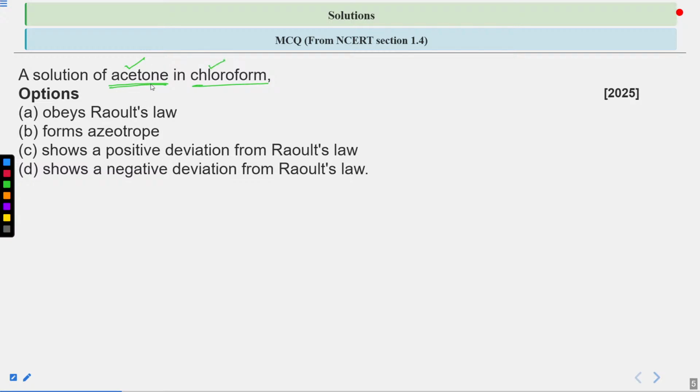Acetone is a ketone and chloroform is CHCl3. The four options given are: obeys Raoult's law, forms azeotrope, shows a positive deviation from Raoult's law, or shows a negative deviation from Raoult's law. You have to tell which of these options the solution of acetone in chloroform satisfies. So you have some time, think about it, and then we will continue to the correct answer.